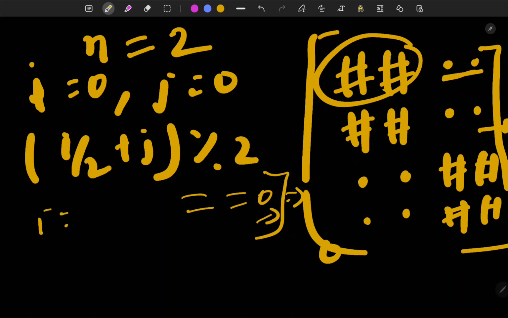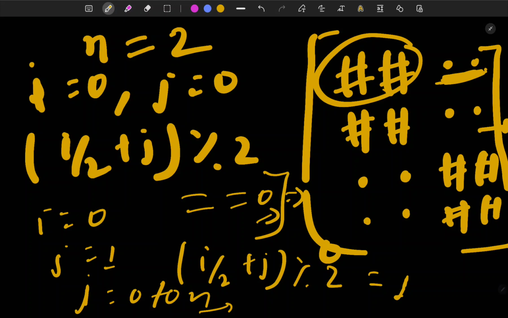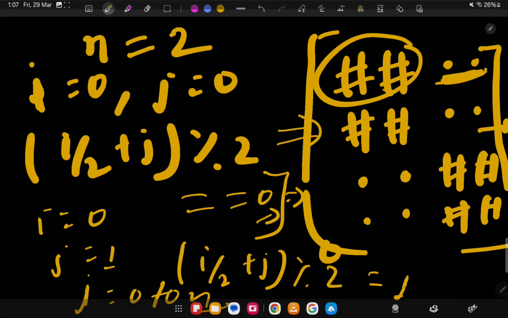If i is equal to 0 and j is equal to 1, then what you have to print? (i/2 + j) modulus 2 gives 1 in this case. You are getting 1, then you have to print dot. So you have to run the inner loop from j equal to 0 to n. I had completed this iteration, and this will go out of the loop. So basically, in this way, you can print the whole required matrix according to the question. So this was the code of this problem.